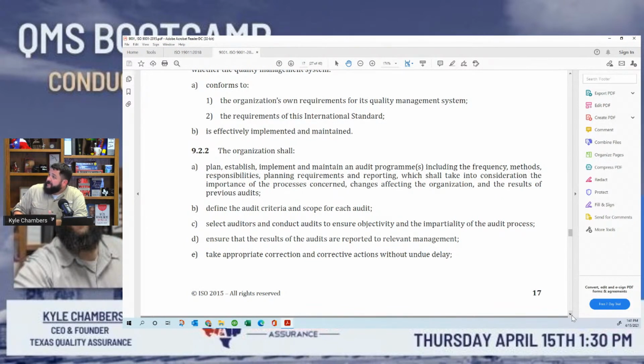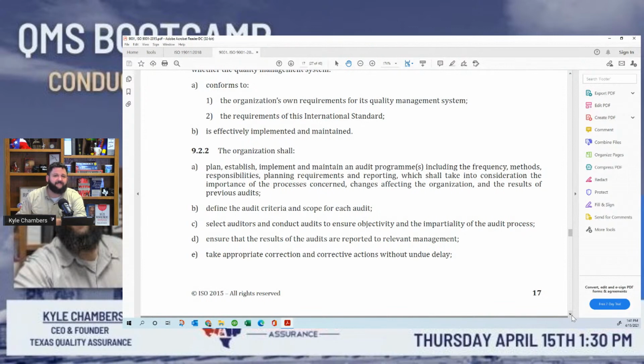We want to identify the criteria for the scope of each audit. Very important. We will make sure that we select auditors and conduct audits to ensure objectivity and impartiality of the audit process. This is the absolute toughest one for small businesses or small teams, is ensuring objectivity. You know, it's very, very difficult to audit work that you're involved in on a daily basis. So ensuring that objectivity can sometimes be a bit difficult. You want to ensure that the results of the audits are reported, and take appropriate corrective action without undue delay.